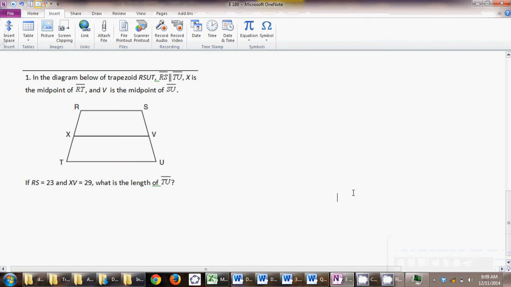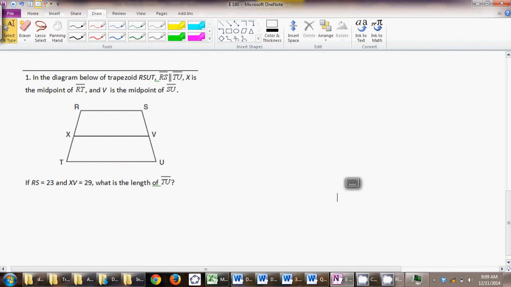Okay, so we have a diagram given to us, and it says in the diagram below of trapezoid RSUT, we know that RS is parallel to TU. So right off the bat, they're telling me RS is a base and TU is a base because they're parallel to each other. And really important, X is the midpoint of RT. So this point here is in the middle of that segment RT. It's a midpoint. And V, all right, V is the midpoint of SU.